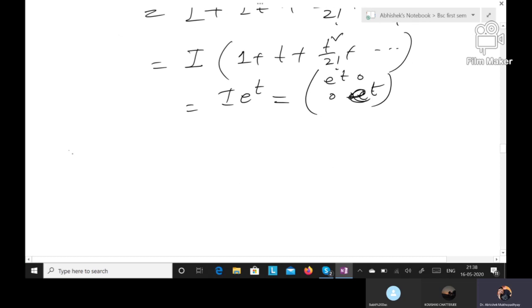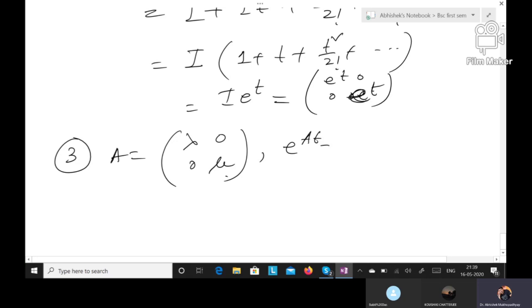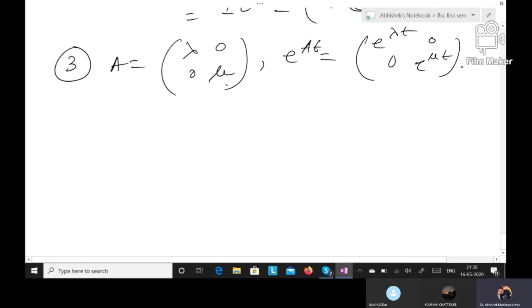For the third one, third property is, let A be the diagonal matrix lambda 0, 0 mu. Then e to the power At is e to the power lambda t 0, 0 e to the power mu t.